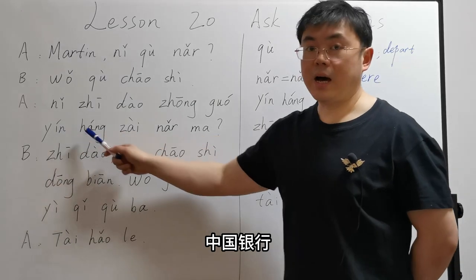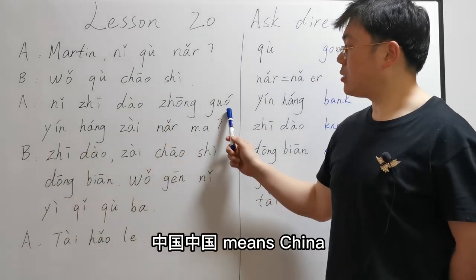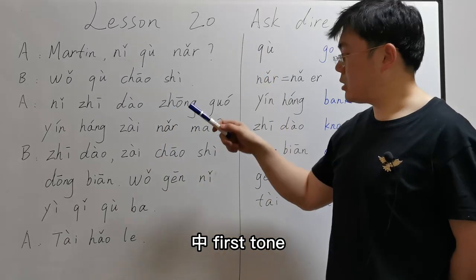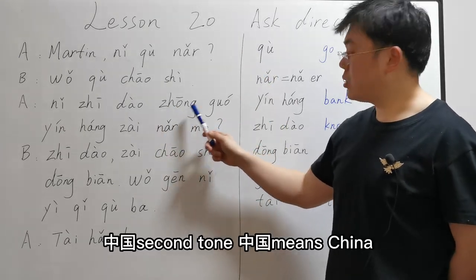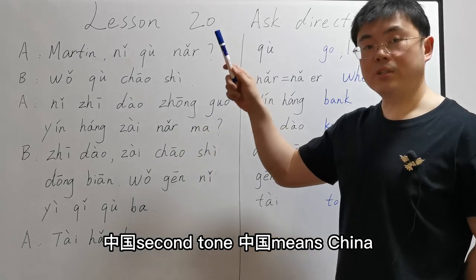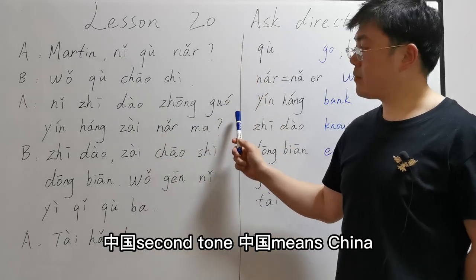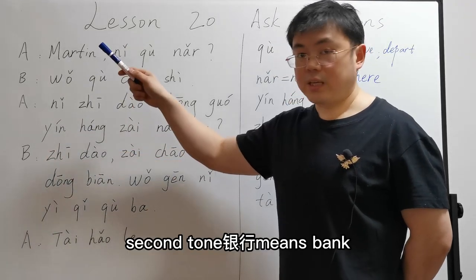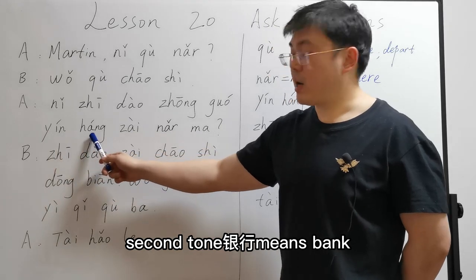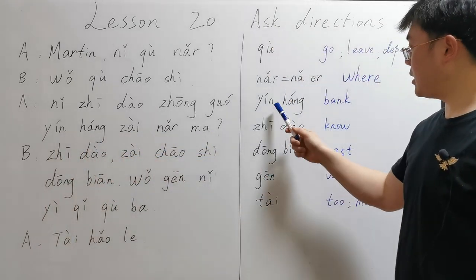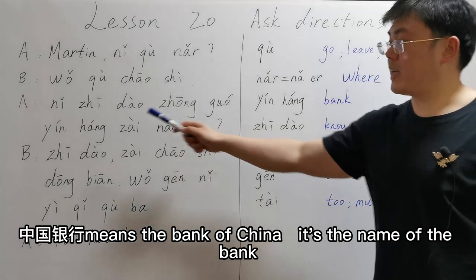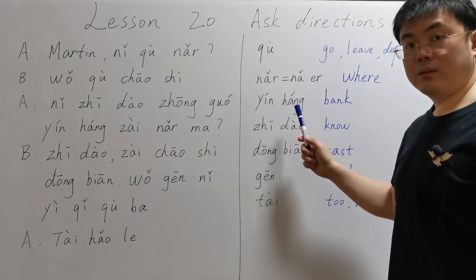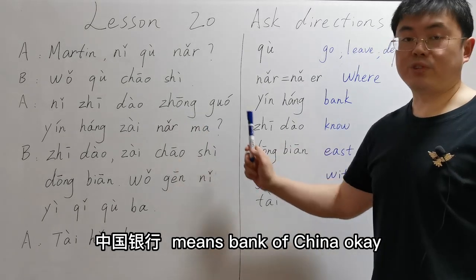中国银行, 中国 means China. 中 first tone, 国 second tone. 中国 means China. 银行, second tone. 银行 means bank. 中国银行 means the Bank of China, the name of a bank.